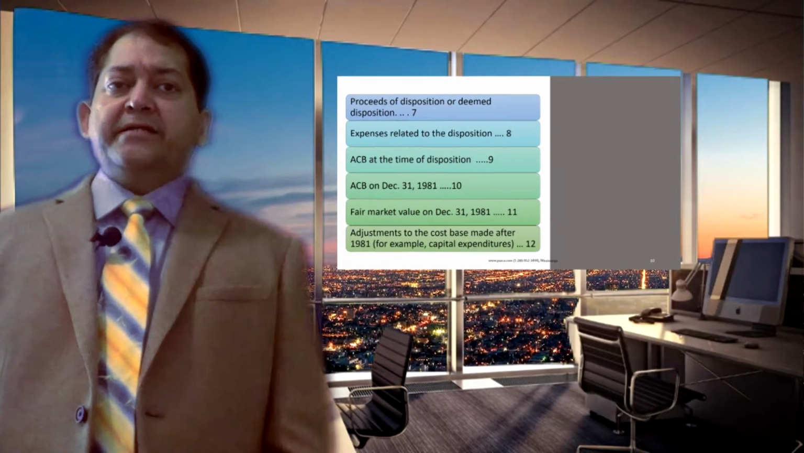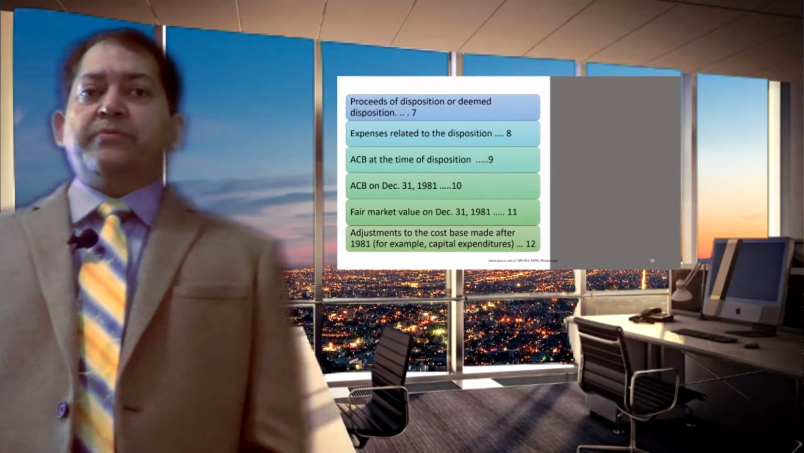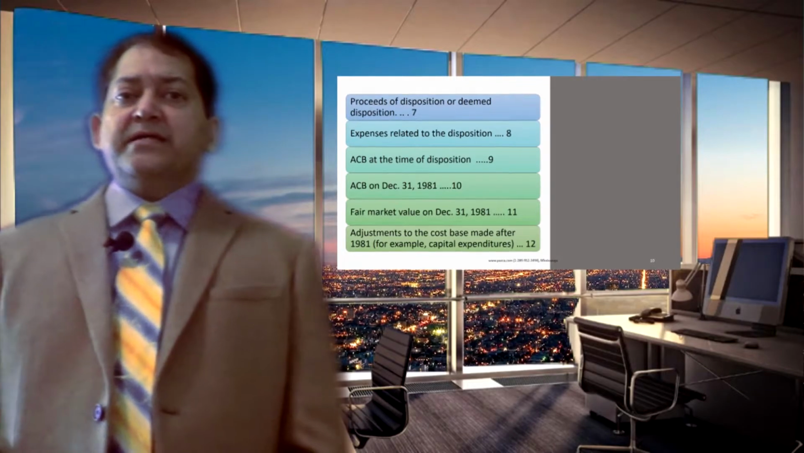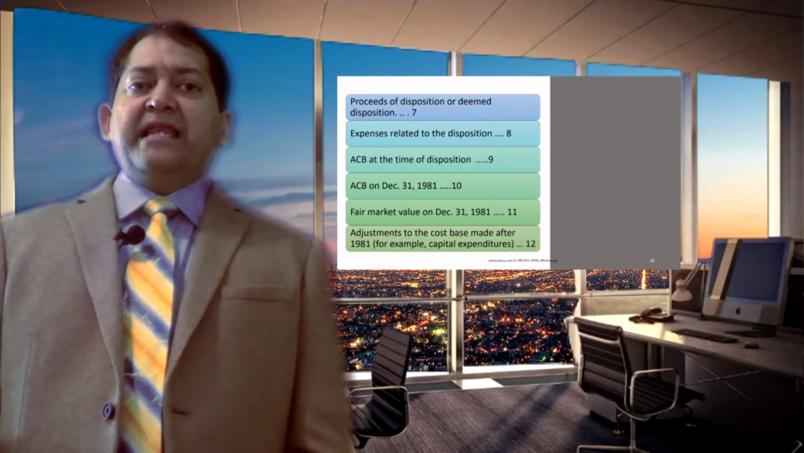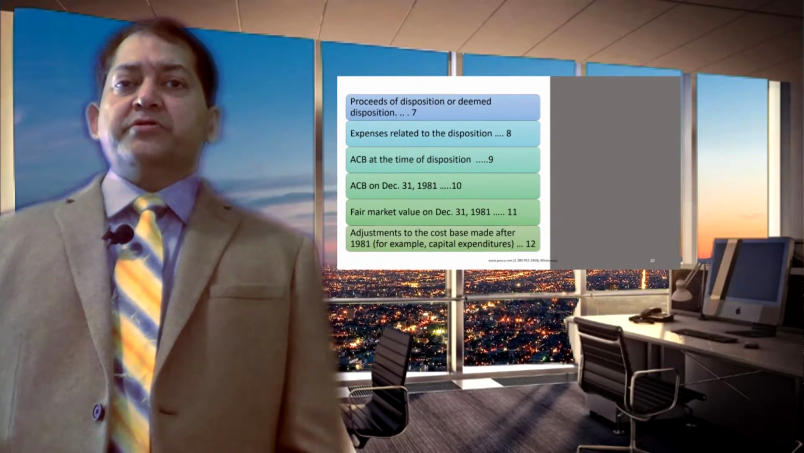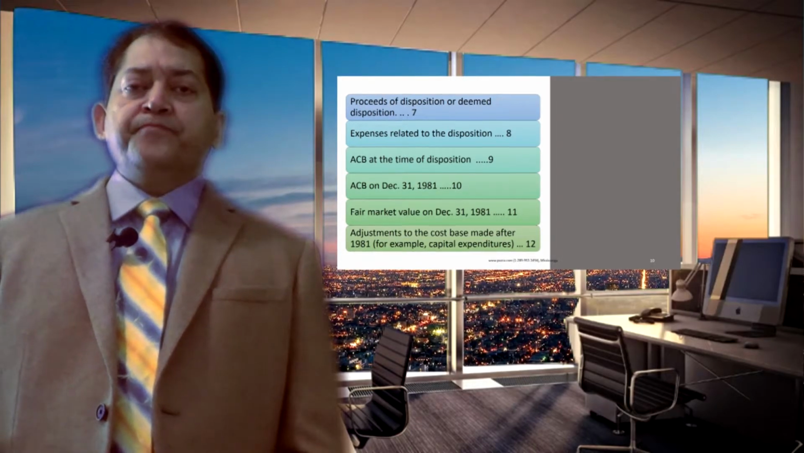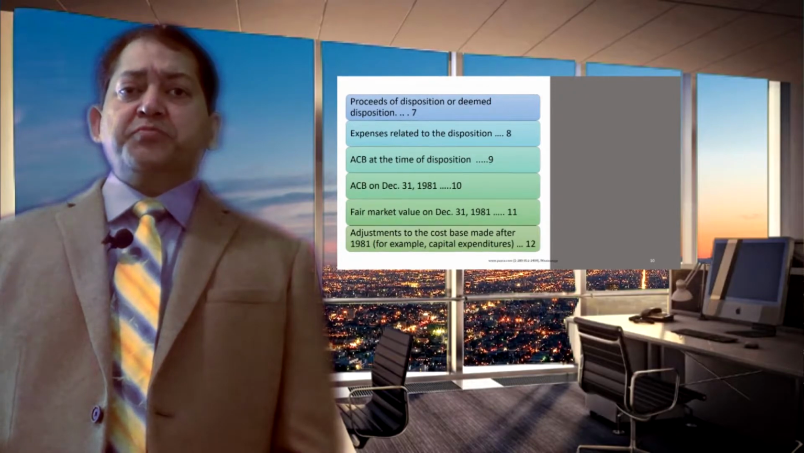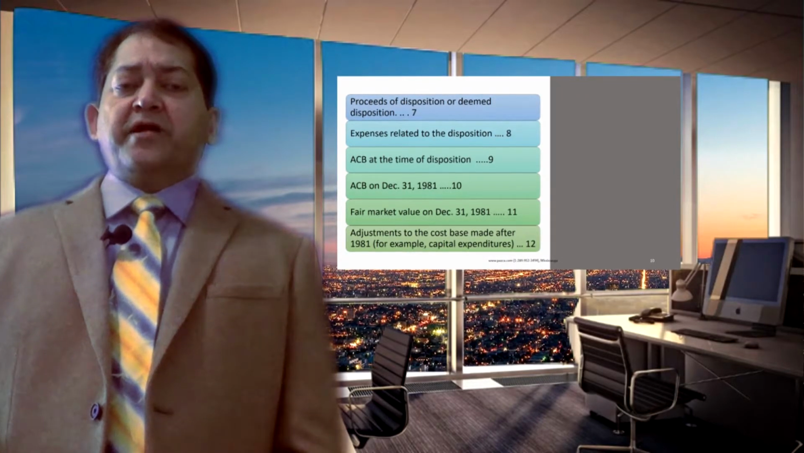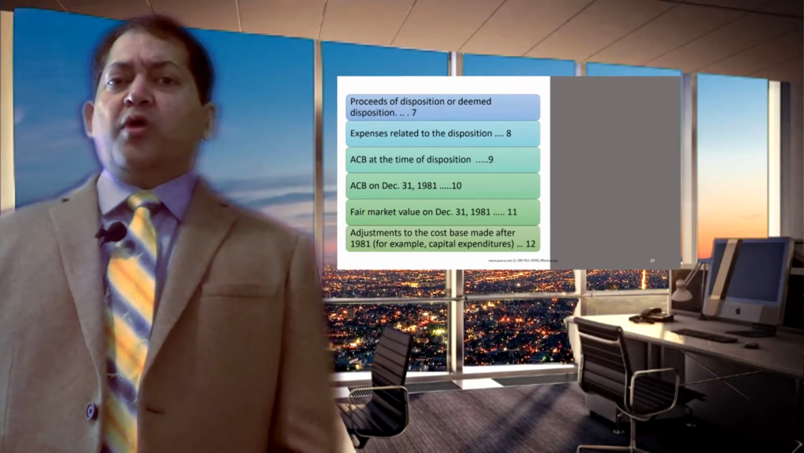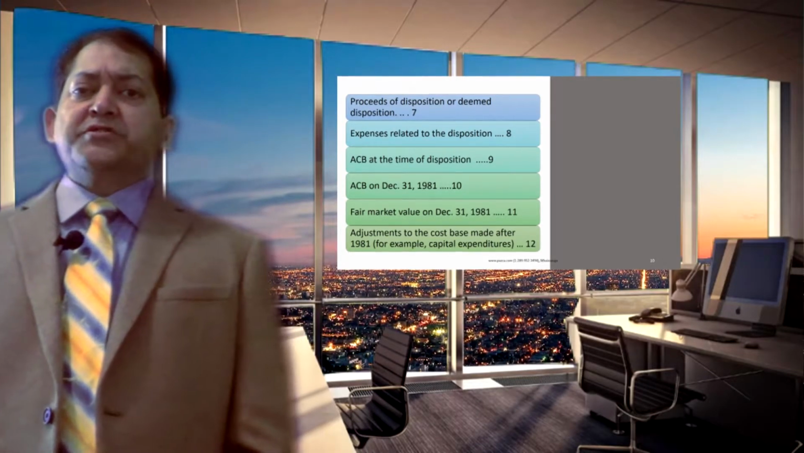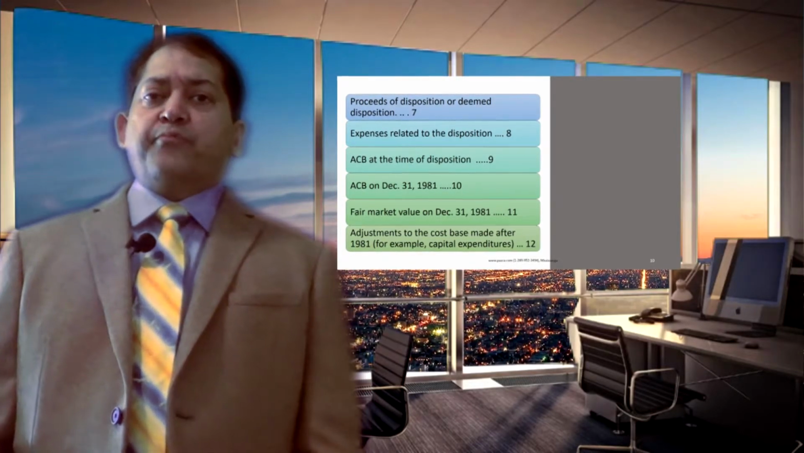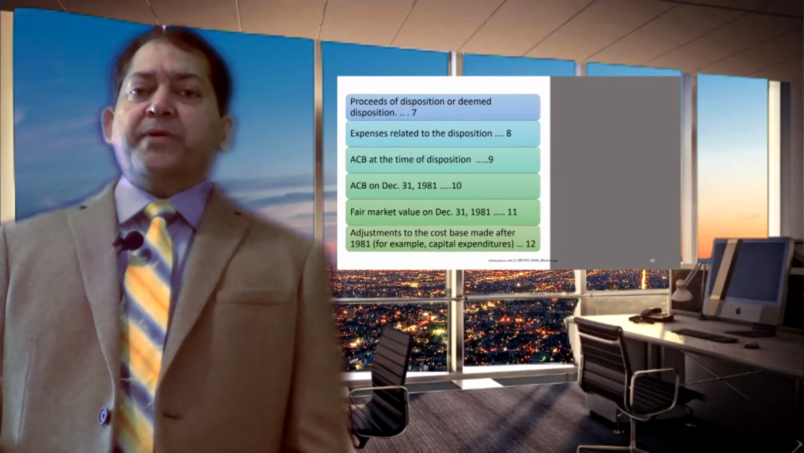On line 10, it is the adjusted cost base on December 31st, 1981 that has to be mentioned. And on line 11, it is the fair market value on December 31st, 1981 that you need to mention. Finally, on line 12, you have to highlight adjustments to the cost base made after 1981. For example, there is a possibility that you acquired a property and later on you incurred certain capital expenditure on that property. So you need to mention that capital expenditure on line 12.